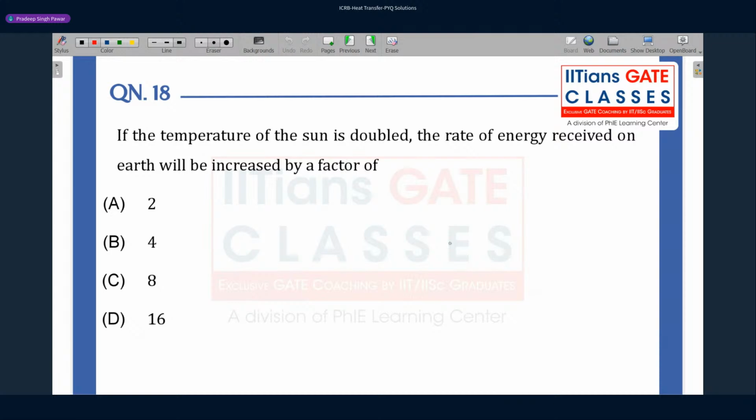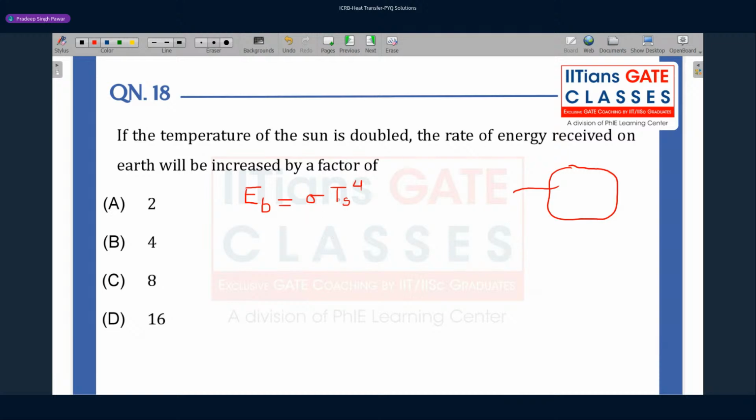If the temperature of the sun is doubled, the rate of energy received on the earth will be increased by a factor of what? So, the sun is a black body. For a black body, if I want to find out the energy emitted by the sun, I can use the Stefan-Boltzmann law, that is sigma Ts to the power 4, where Ts is the outer surface temperature of the sun.